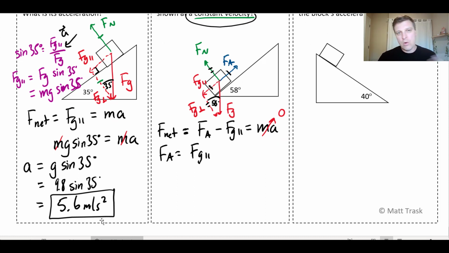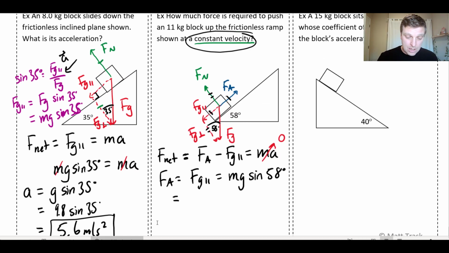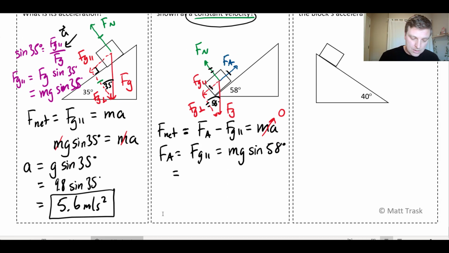Like we saw before, I won't go through the whole proof again, but the parallel component of gravity is going to be mg sine of the angle, which in this case is 58 degrees. And so I've got the mass of the block, which is an 11 kilogram block. So 11 times 9.8 times the sine of 58 degrees. And you'll find when you put all those numbers in the calculator, that ends up being about 91 newtons.